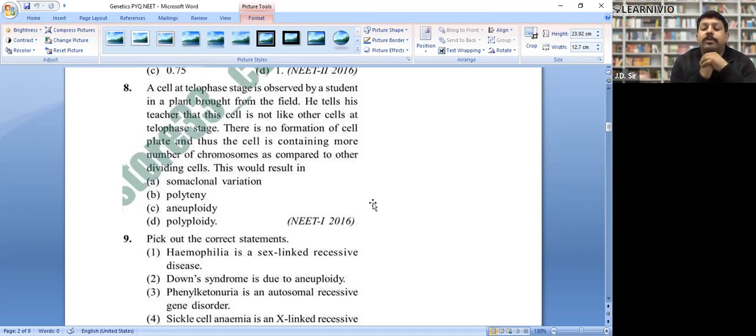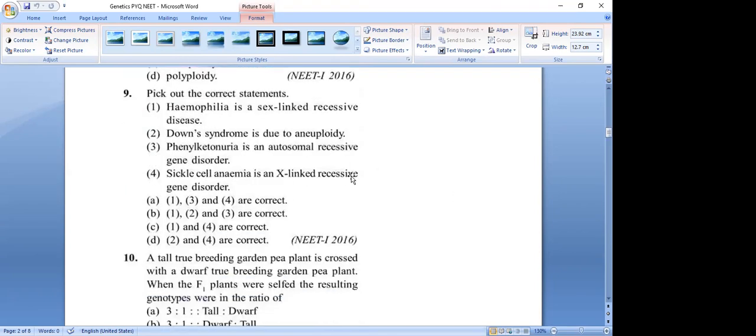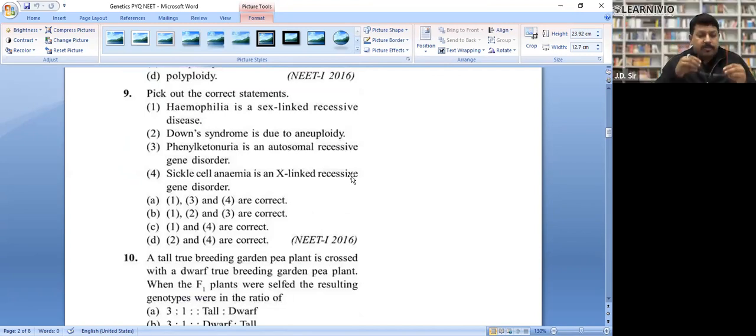So the number of chromosomes increases, right? Cell plate formation will not take place because spindle fiber formation will not take place, and that is done artificially with the help of colchicine, right? And if you spray colchicine, what will happen? Polyploidy will take place and the size of the fruit will increase, right? Yes. Okay, pick out the correct statement.